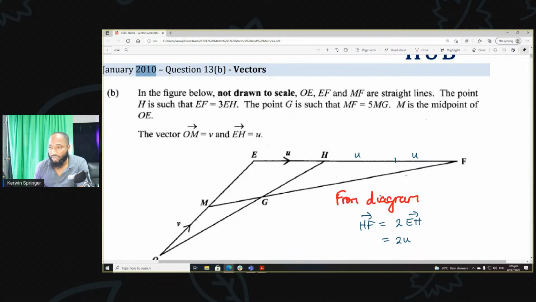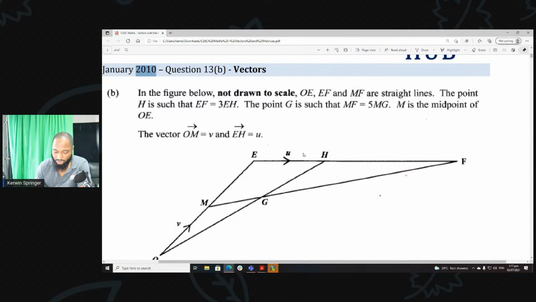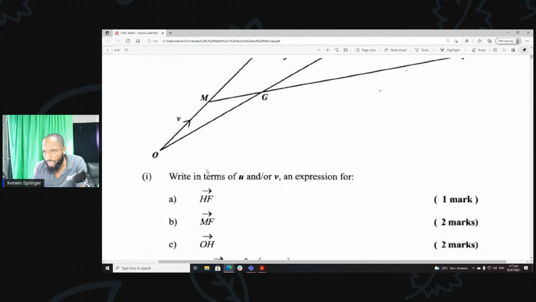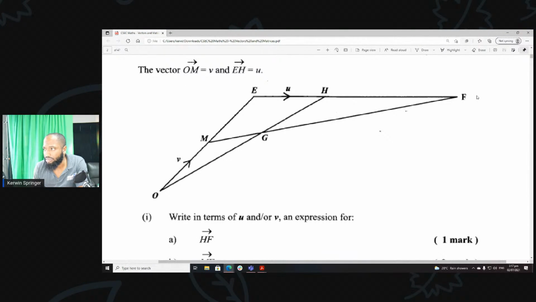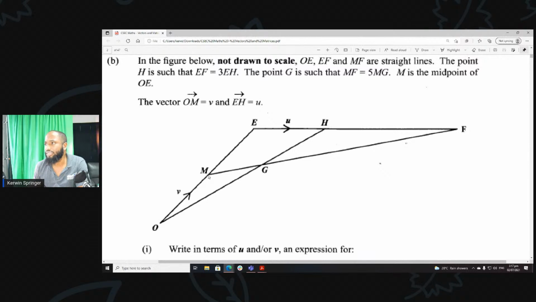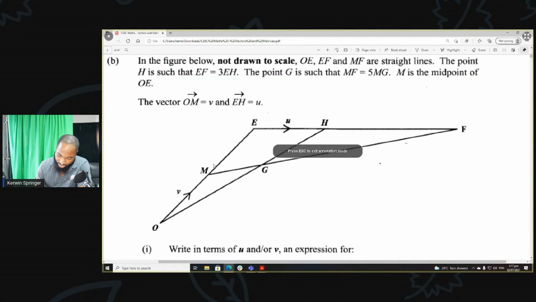Easy. And the next question, MF. MF is not looking too pretty now, but it could be easy too. M is the midpoint of OE, right? So look at this. We want MF. We just highlight it. Start at M and then F.